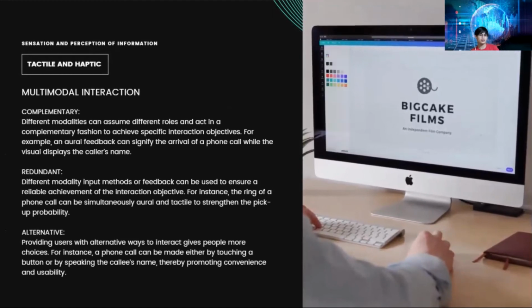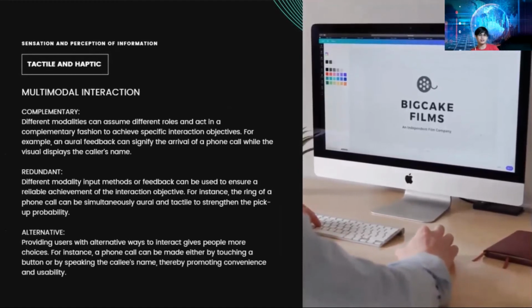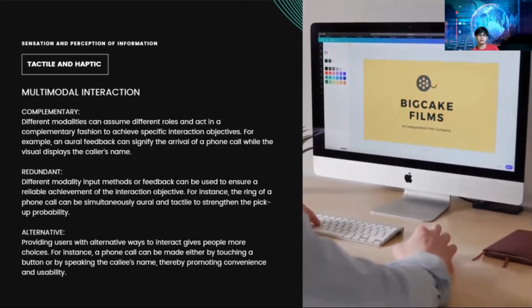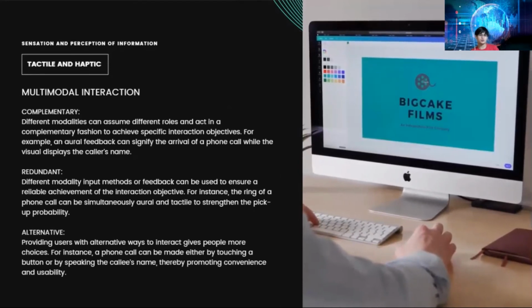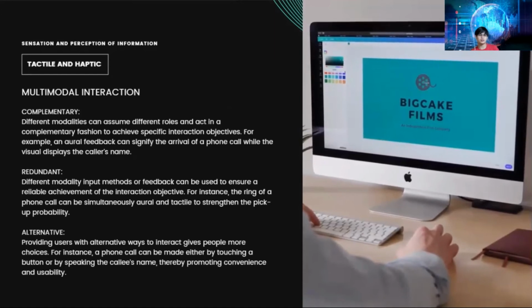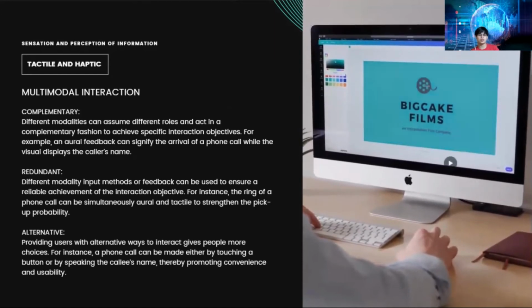Okay, that is complementary. And then the redundant, meaning different modality input methods or feedback can be used to ensure a reliable achievement of the interaction objective. So for example, the ring of a phone call can be simultaneously oral and tactile to strengthen the pickup probability. Okay, and the other one is the alternative.